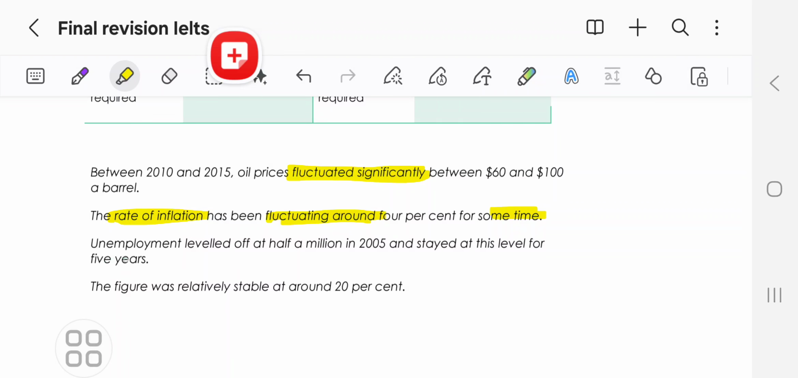Unemployment leveled off at 500,000 in 2005 and stayed at that level for 5 years. Okay, unemployment leveled off at 500,000 and stayed at that level. So that's how you have to use it. Leveled off, stayed at, fluctuated significantly, fluctuated around, sometimes, rate of inflation. And then relatively stable at around 20%, and like that. So just remember that, and based on that you have to talk about this. Relatively stable at around 20%.